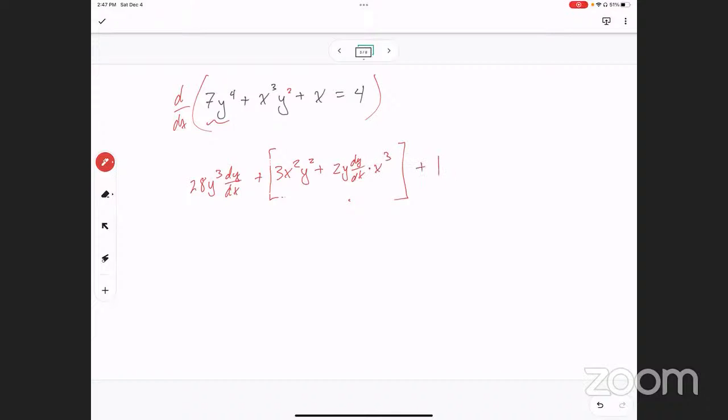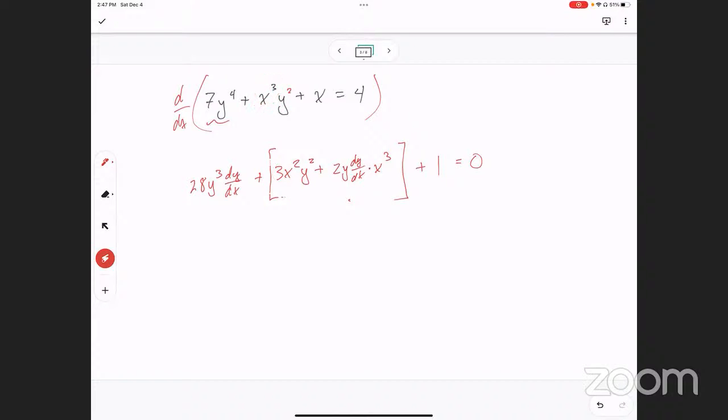Got it? Plus 1 equals 0. Plus 2y dx. Do you see what I did? Yes, I see. So I'm doing the product rule. I'm taking the derivative of this first one. This is the derivative of the first.